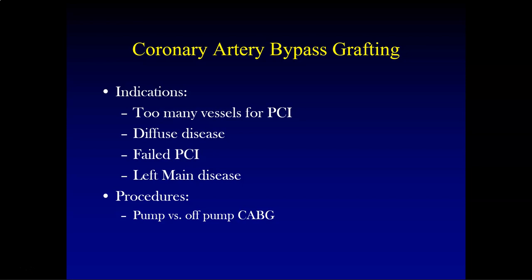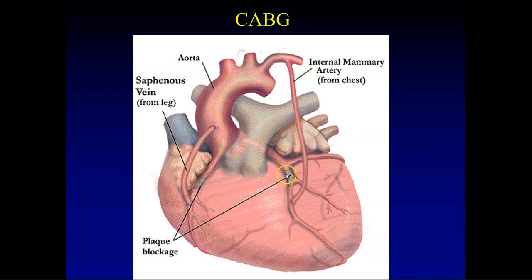So, who needs it? Too many vessels for PCI. There's that multi-vessel disease, diffuse disease, same thing. Failed PCIs and left main coronary disease. Absolutely. We'll talk about that. But anyway, look at this. This is a perfect example. This is a dual bypass. Okay, here's our stenotic regions. We've already either placed PCIs or maybe we can't place PCIs. We failed. Not a problem.